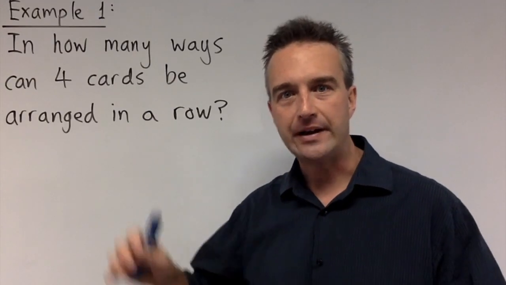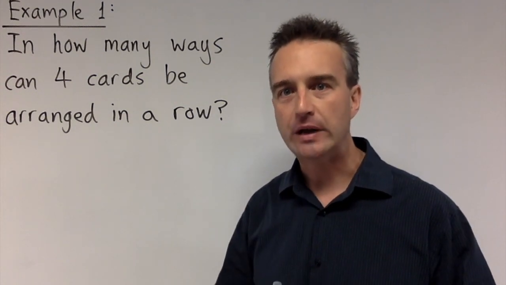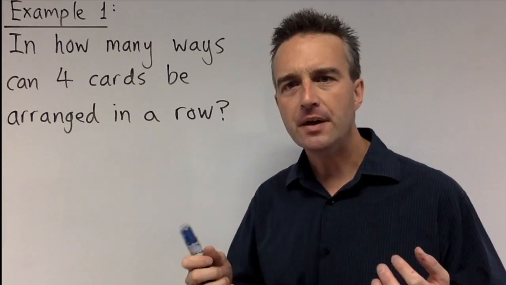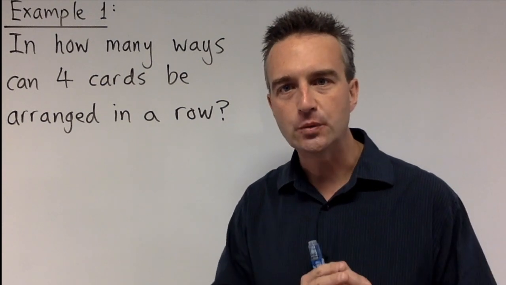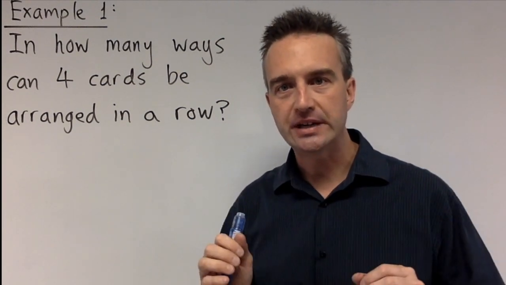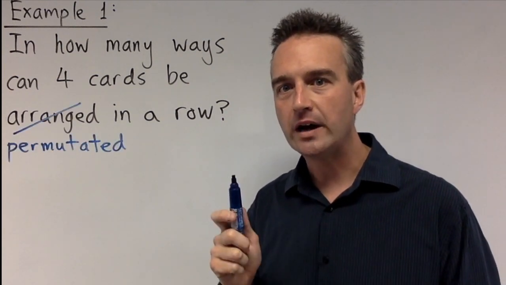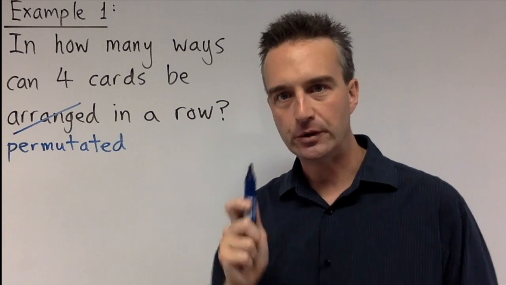Let's take a look. So let's make example 1 out of that question with the 4 cards. In how many ways can 4 cards be arranged in a row? But in mathematics, we actually have a fancier word than the word arrange, and that word is permutate. So I'm going to change the question to, in how many ways can 4 cards be permutated in a row?